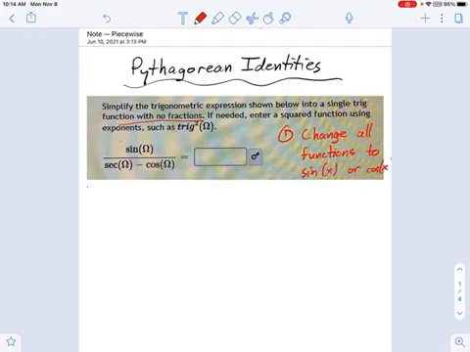And you can't just rewrite them, like turn your secant into sine, right? It doesn't quite work like that. What I mean is using the reciprocal or quotient identities. Those reciprocal or quotient identities tell you how to turn secant into sines and cosines. And once you do that, then we're going to simplify a little bit.